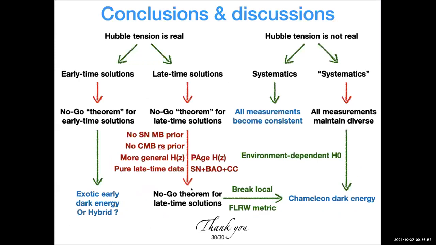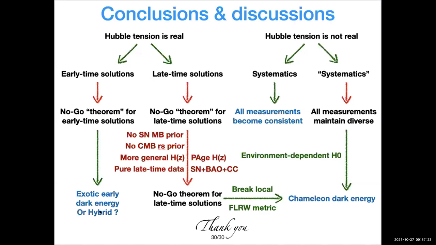So let me make a very quick conclusion and discussion. Generally speaking, there are two possibilities for the current status of Hubble tension, which is real or not real. If it is real, then we have some kind of a solution. And yet the no-go argument for the early time solution and the no-go argument for the late time solution from the inverse distance ladder and also our improved no-go argument show that if this is really true, then you have to construct some exotic early dark energy model or a hybrid model.